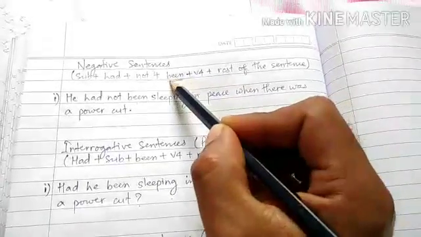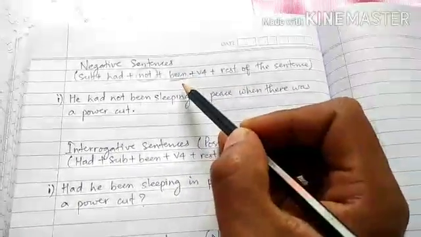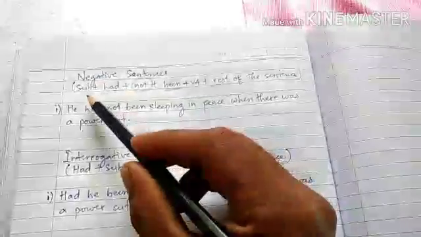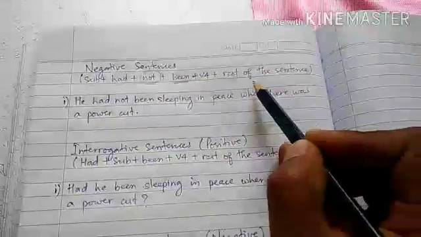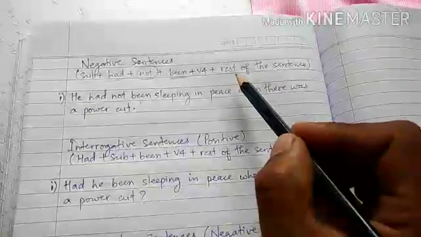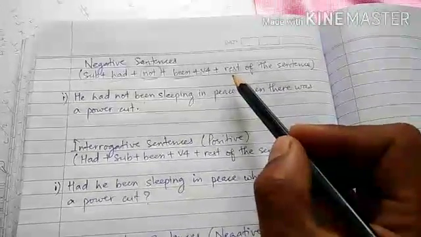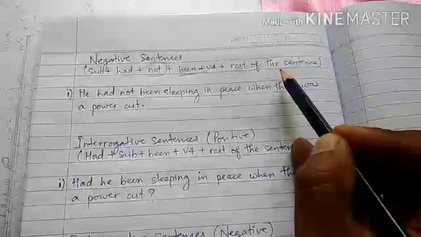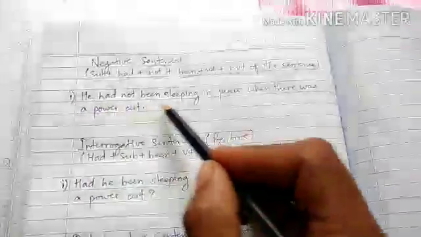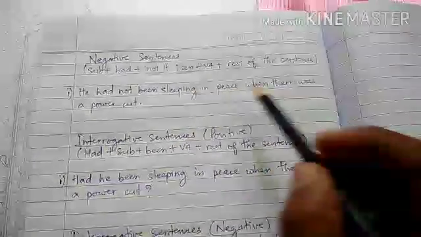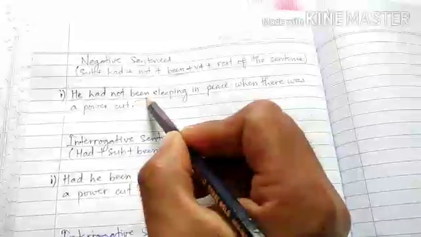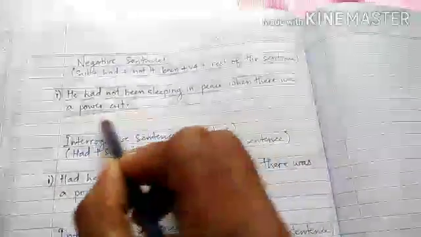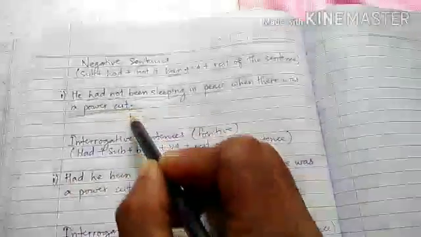B3 form of the verb be, been. Okay, so subject plus had plus not plus been plus before plus rest of the sentence is the correct sentence structure of negative sentences in the past perfect continuous tense. Like, he had not been sleeping in peace when there was a power cut. So subject plus had plus not plus been plus before plus rest of the sentence. This is the negative sentence in the past perfect continuous tense.